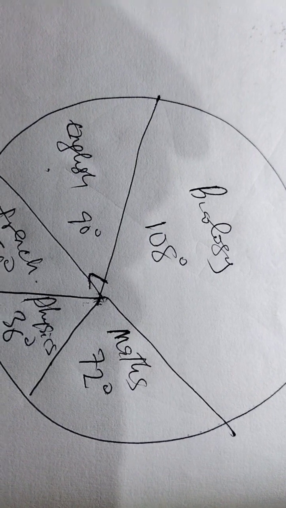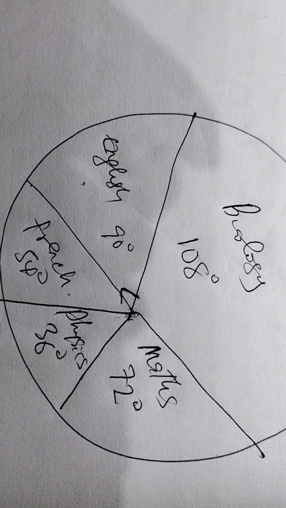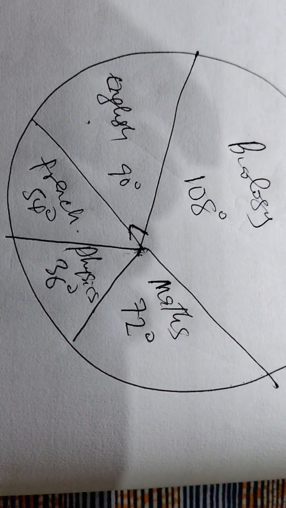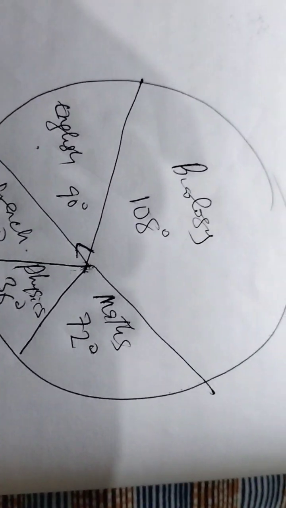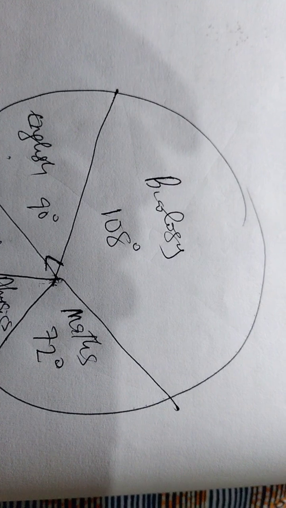Biology the largest, 108 degrees. English follows with 90 degrees, followed by mathematics 72 degrees, then French 54 degrees, and then physics 36 degrees.